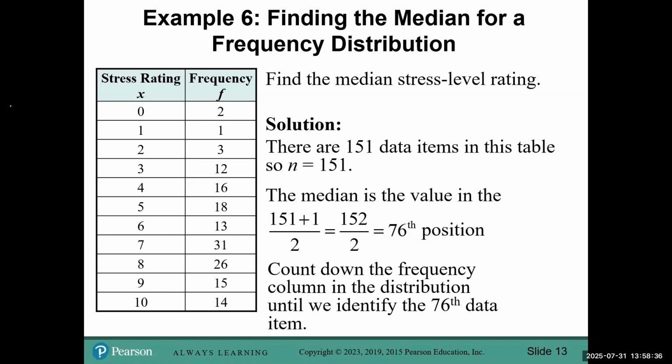Another way of thinking about this is you've got the 1st through 75th positions, then you've got the 76th position, and then you've got the 77th through 151st. So there's 75 numbers here, 75 numbers here. Whatever's in the 76th place in order is the median value.